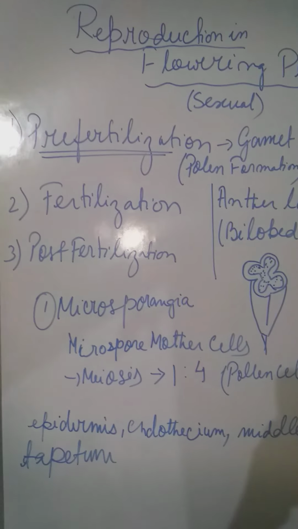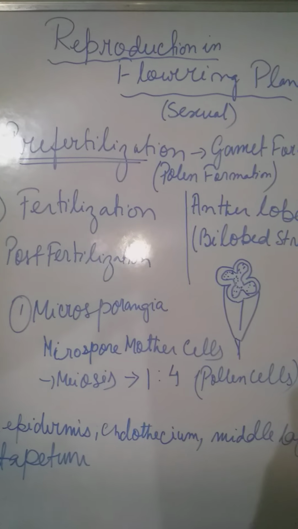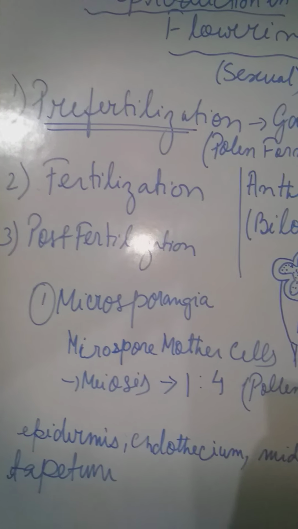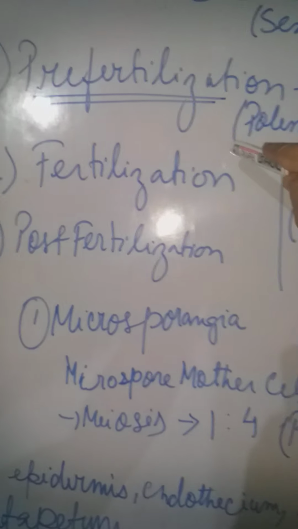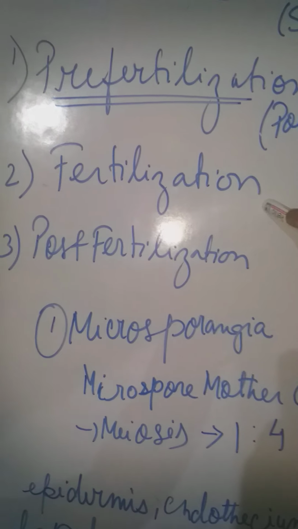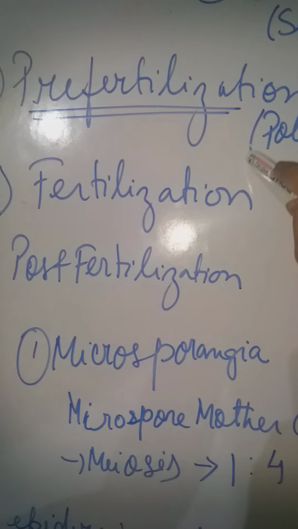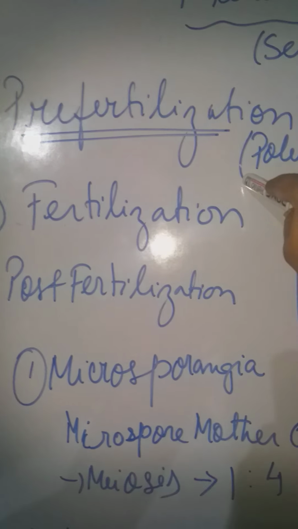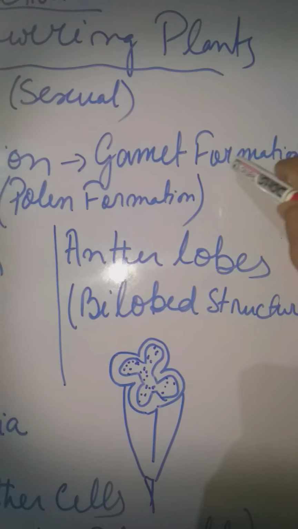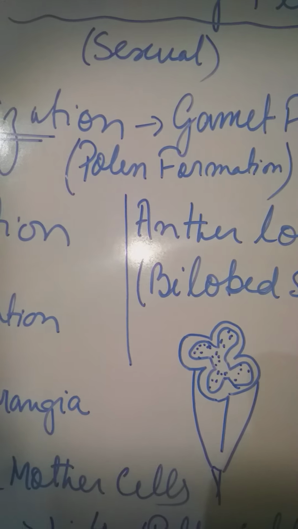Now once we shall be dealing with the sexual reproduction in a flowering plant, three basic categories have to be known here. One is the pre-fertilization, second is the fertilization, and third the post-fertilization. Now the pre-fertilization is the topic that we will be dealing with today. That means pre-fertilization includes the gamete formation or the pollen formation in a flower.